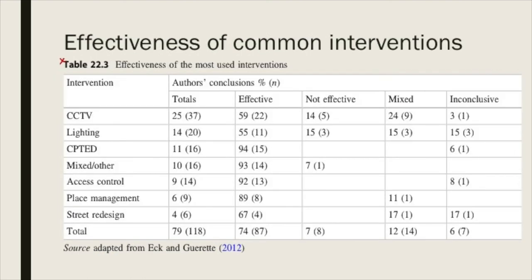Now we come to what I mentioned about how a handful of interventions get used most of the time. And you can see on this chart that CCTV, lighting, environmental design, access control, things like that tend to be the most common interventions. And the most effective of those. Again, I'll leave the chart up for you to sort of read at your own pace and make notes.